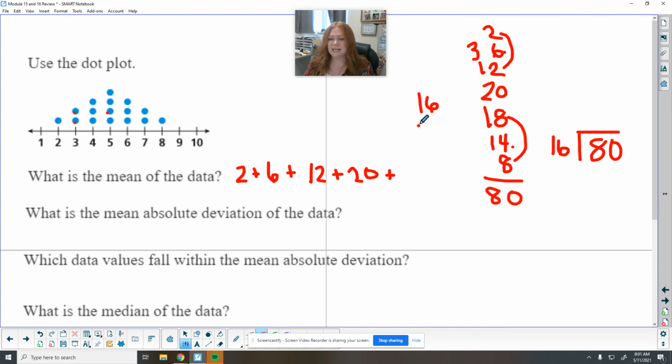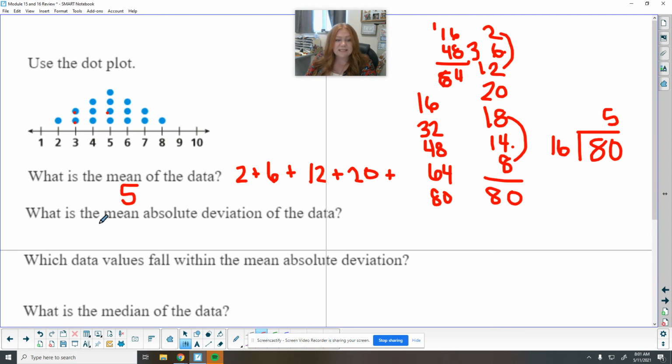So 16, 32, 48. Let's see, 16 more plus 48 is 50. Nope, 64. I was like, that's not enough. 64. And then what am I adding on? 16 makes 80. Perfect. It goes in there exactly 5 times. So my mean is 5.